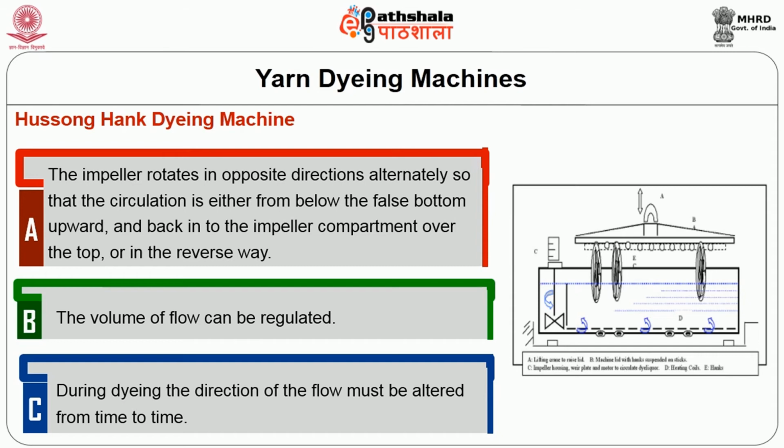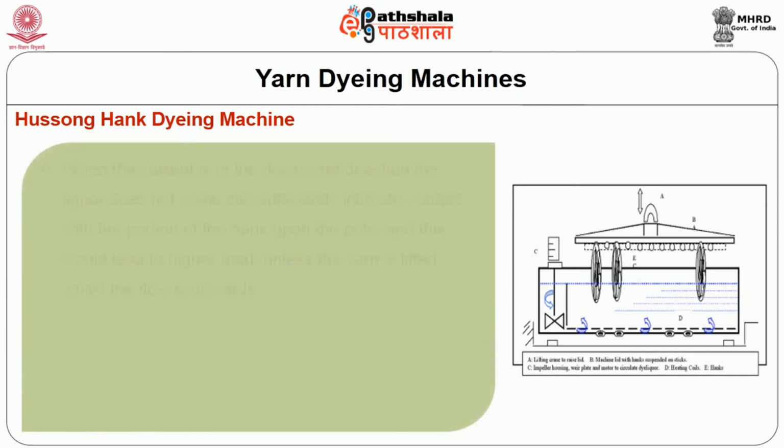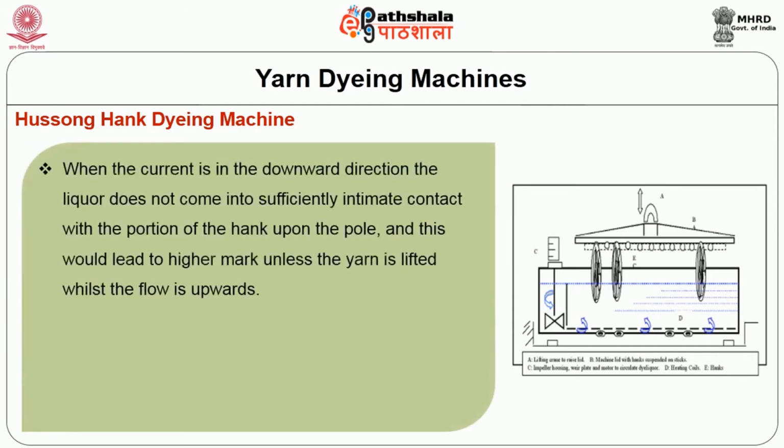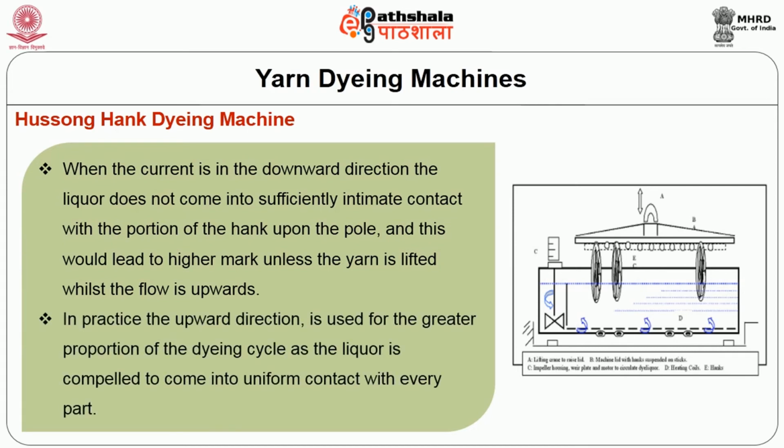When the current is in downward direction, the liquor does not come into sufficiently intimate contact with the portion of the hank upon the pole, and this would lead to higher marks unless the yarn is lifted while the flow is upwards. In practice, the upward direction is used for the greater portion of the dyeing cycle, as liquor is compelled to come into uniform contact with every part.